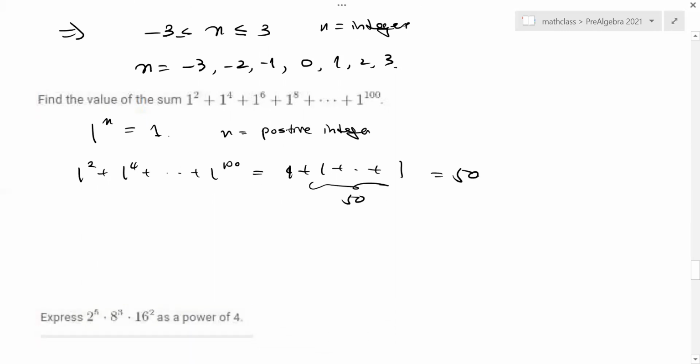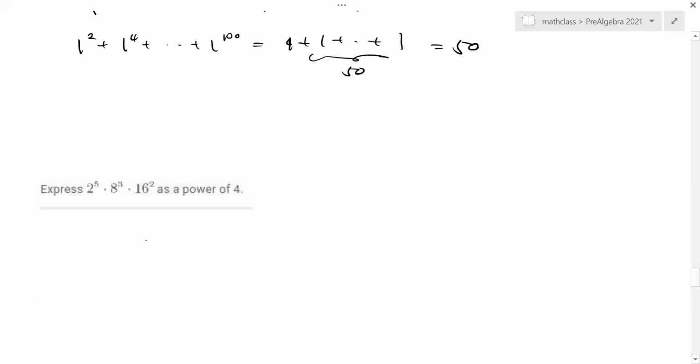So now we take a look at the next problem. Express 2 to the fifth, 8 cubed, 16 squared as a power of 4. Now there are many ways to solve this problem. You can convert everything to the power of 2, then change it to a power of 4. Let's try to do it in 2 different ways.